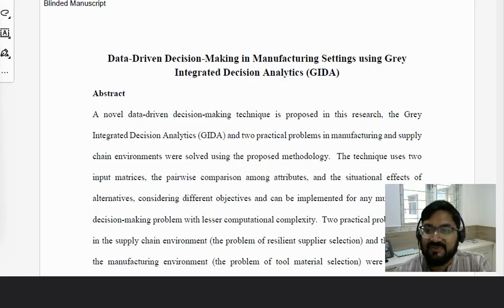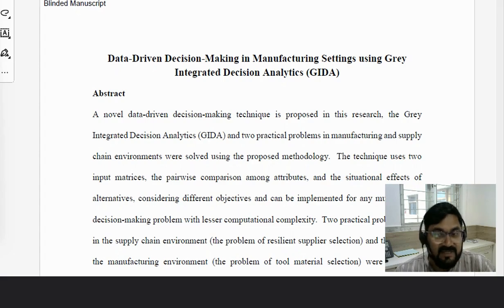Hi all. So today we are going to discuss a new technique, a multi-criteria decision making technique called the Grey Integrated Decision Analytics. So why is it called grey? Maybe you have heard about the popular technique of grey relational analysis.